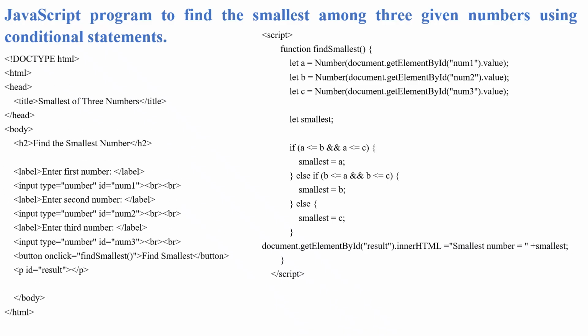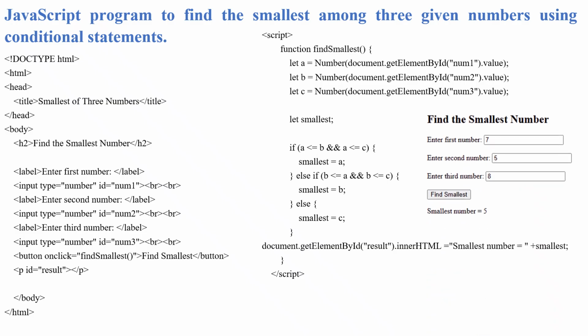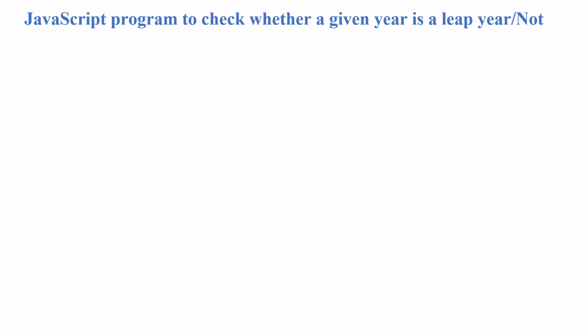The script can again be written in the head part or in the body of the HTML. Enter one value in the first input field, a second number in the second input field, and a third number in the third input field. Once you click on this button, it must show which is the smallest among these three. This is the output of this program.